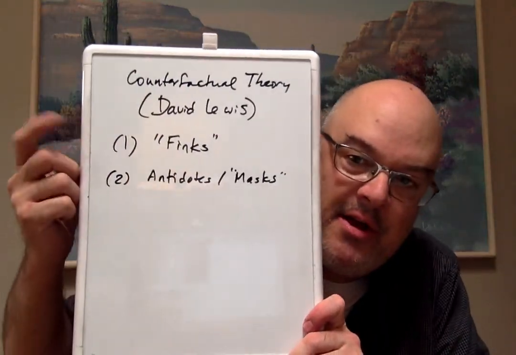Like, for example, the rest mass of things. Things that are acted upon by other forces so that the gravitational force is essentially masked. That would be a real example from nature that this counterfactual analysis can account for. So the antidotes and the masks are two problems here.